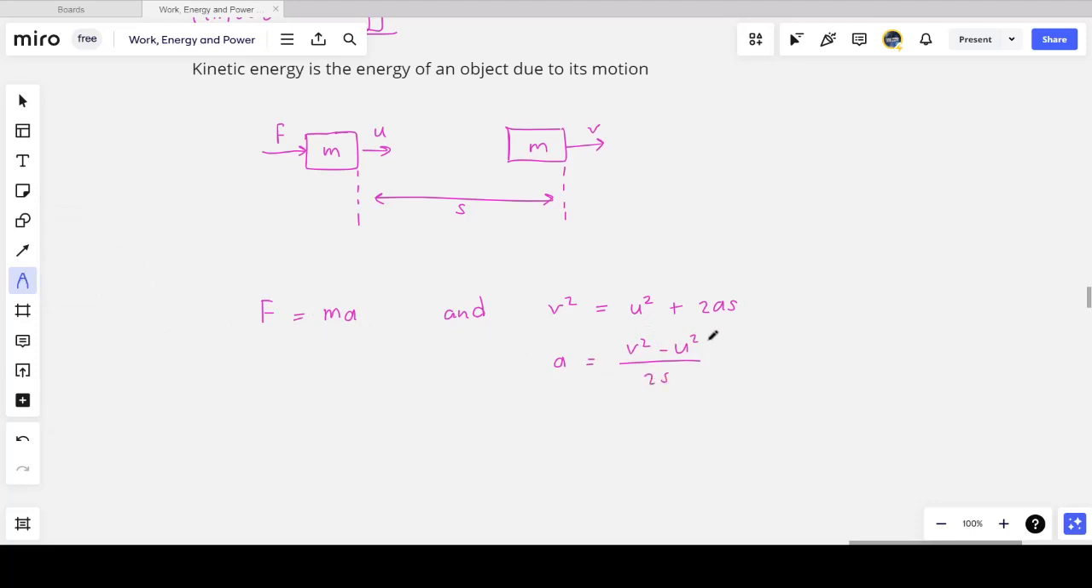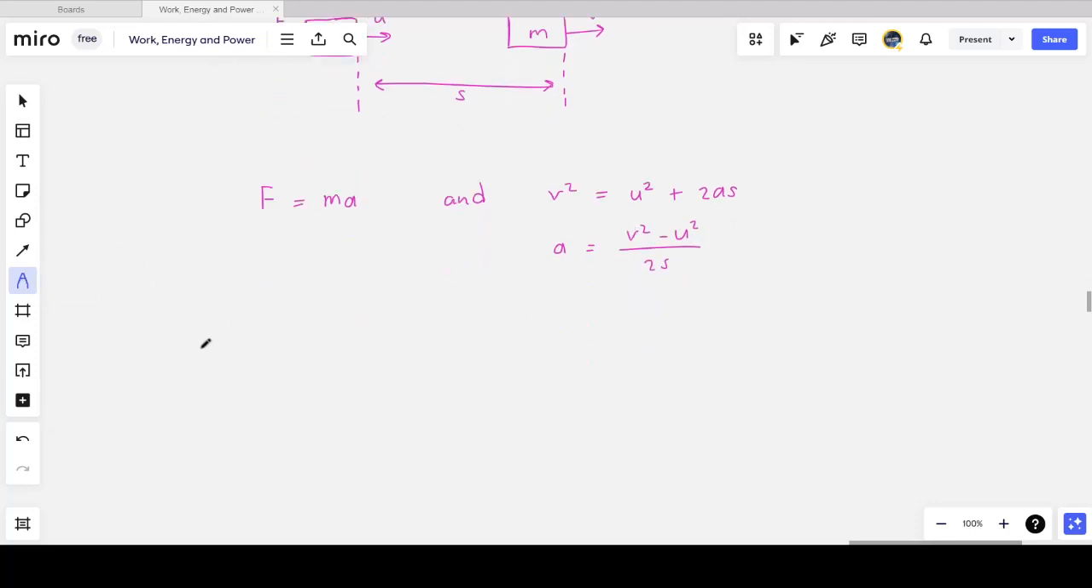So now that I have an expression for the acceleration, I'm going to put it into the equation for the force, and what I get is that the force, or rather 2 times the force times the displacement, is m into v squared minus u squared. A little bit of algebra to do in between, but I'm sure you can handle it. And so force times displacement is a half mv squared minus a half mu squared.